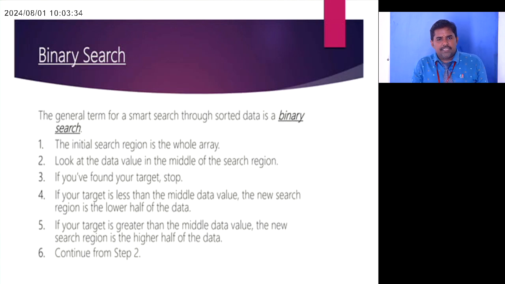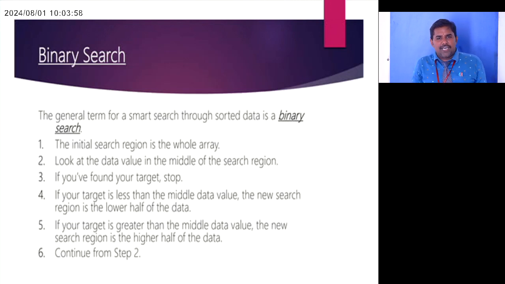Only when the data is sorted in ascending order will the search be effective, because the search routine works like that. We go one by one. First, the initial search region is the whole array. Look at the data value in the middle of the search region. I already told you that binary search works in the divide and conquer pattern.